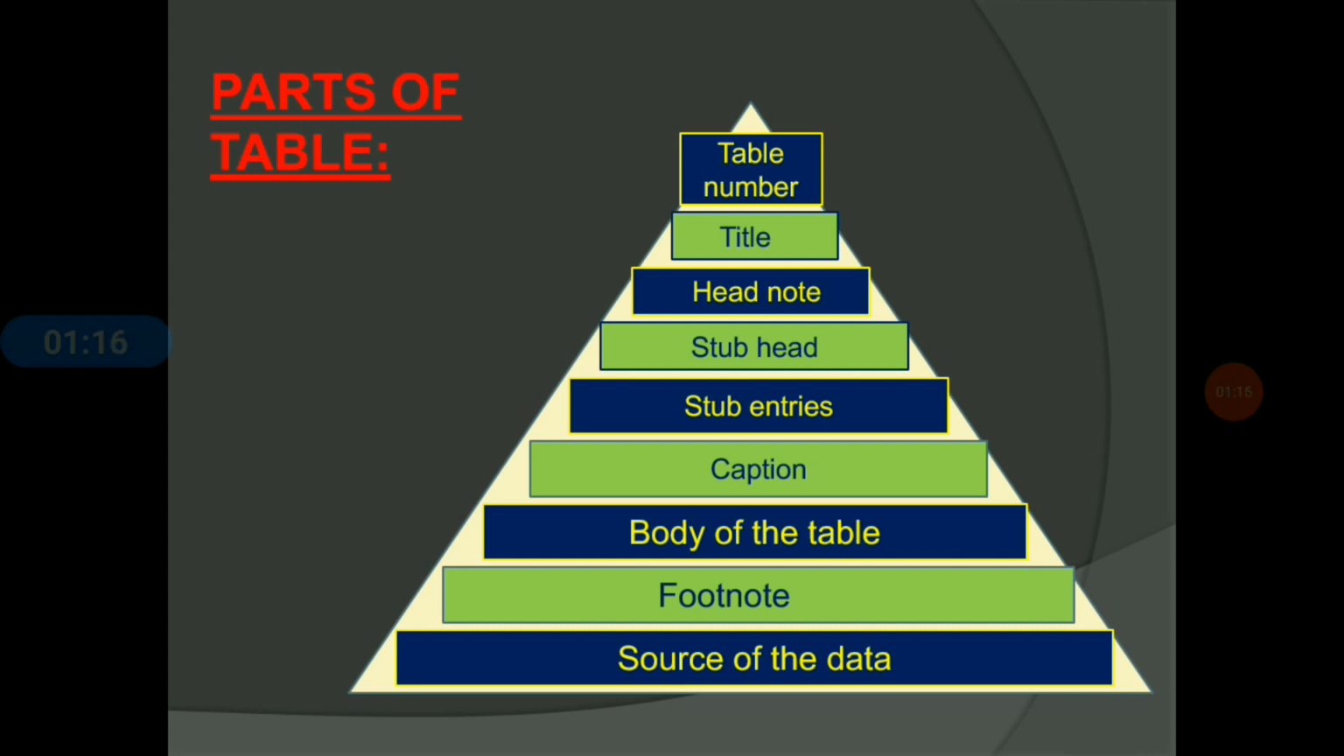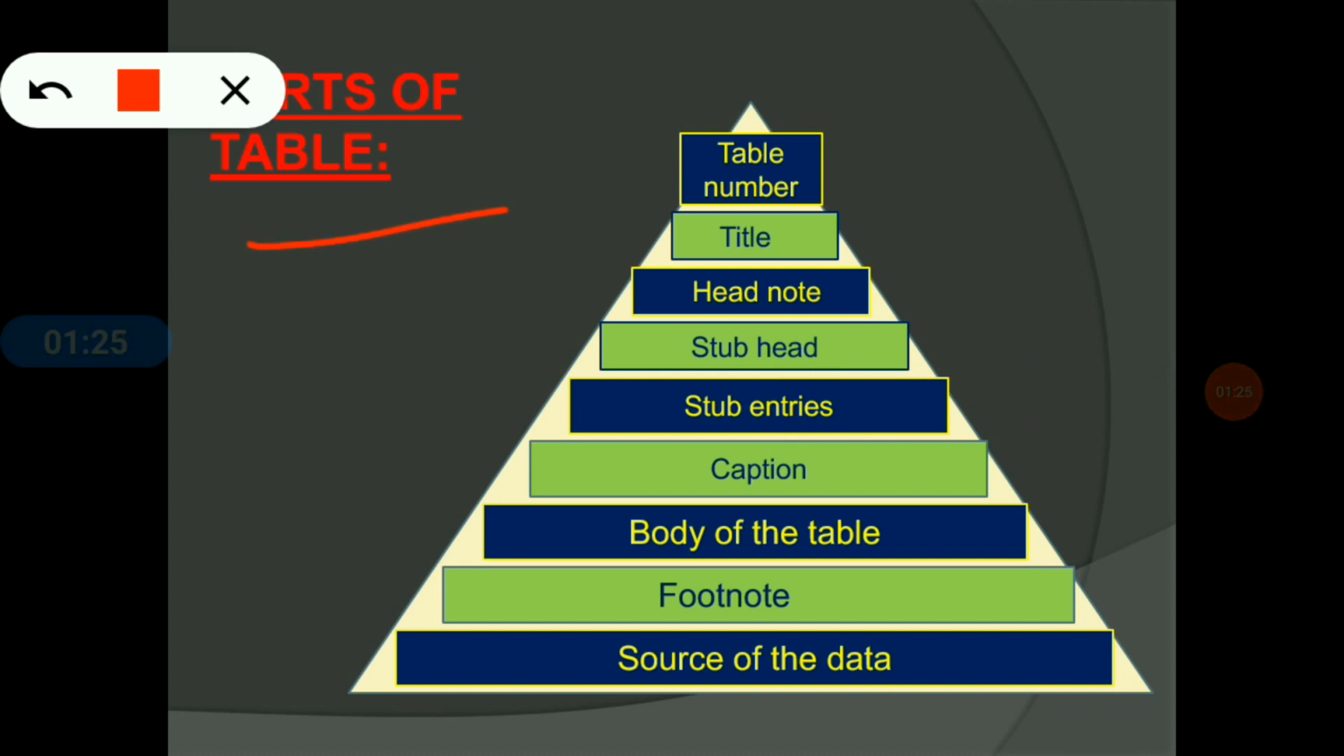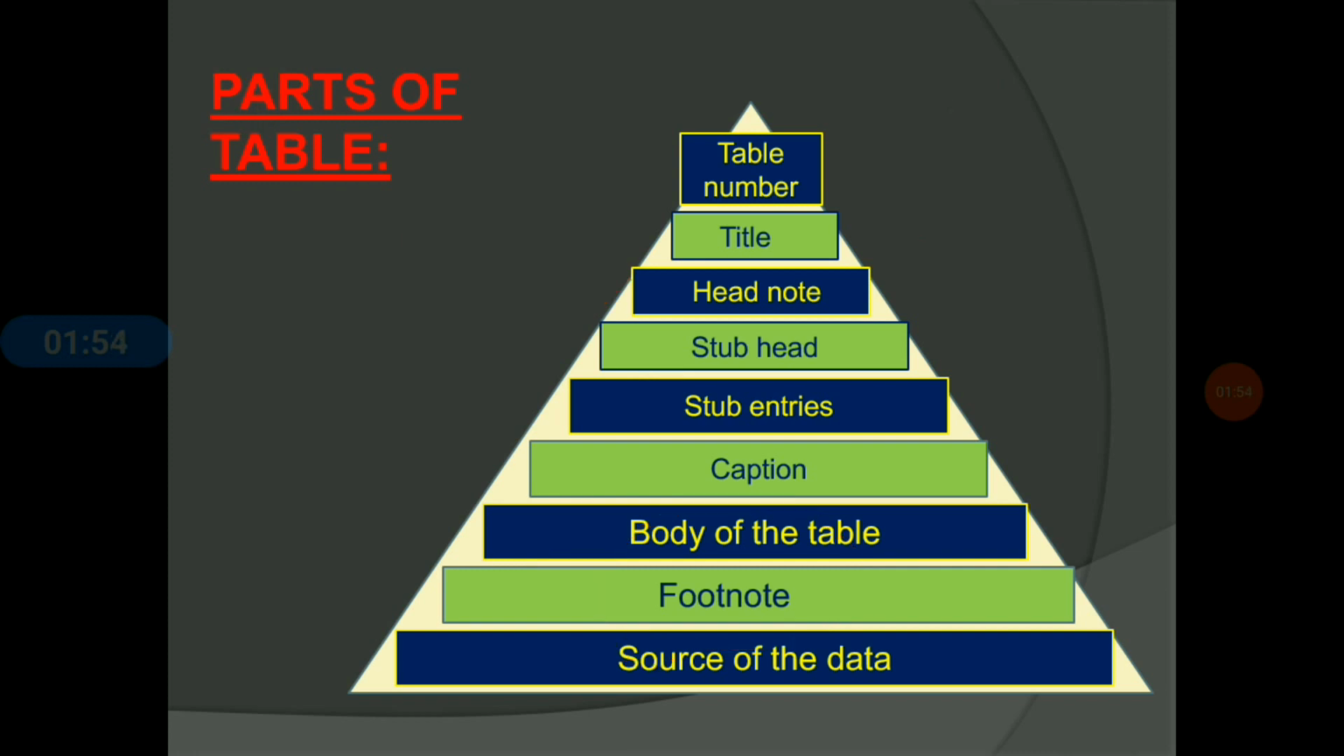So now going to the next part, that is the parts of table, which we can see in this slide. The first one is the table number, second is title, third is head note, fourth is stub head, fifth is stub entries, sixth is caption, seventh is body of the table, eighth is footnote, and last but not the least, the most important part of the table, that is source of the data. So learner, let's discuss the parts of table briefly. Now move on to the next slide.